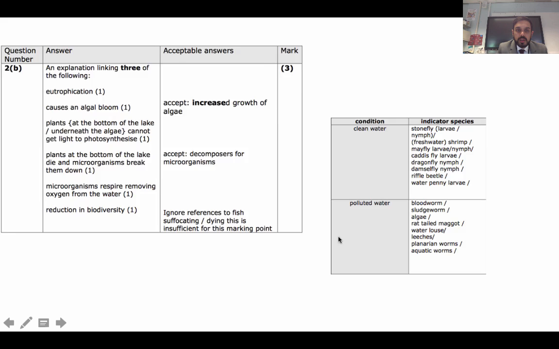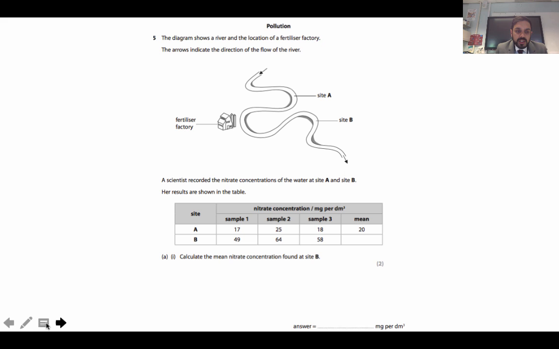Okay. The diagram shows the river and the location of the fertilizer factory. The arrow indicates the direction of the water flow, so it's going from here to here. The scientists recorded nitrate concentrations of the water at site A and site B. So nitrate concentrations here and here. Calculate the mean nitrate concentration found at site B.